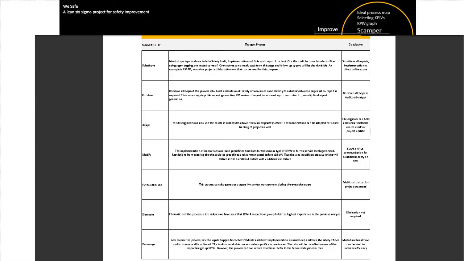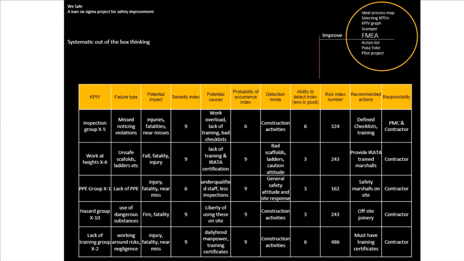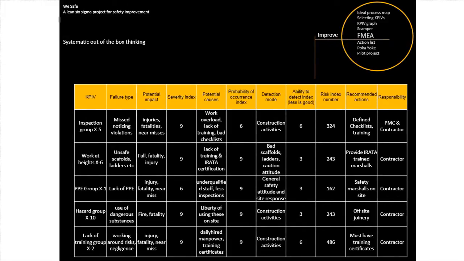We can use this new process for project management. We can eliminate unnecessary steps. We can rearrange the process into a multi-directional process. We will shortly look into the outputs arrived from Scamper. Let's move to the FMEA that shows us the recommended actions based on if KPIV totally fails.